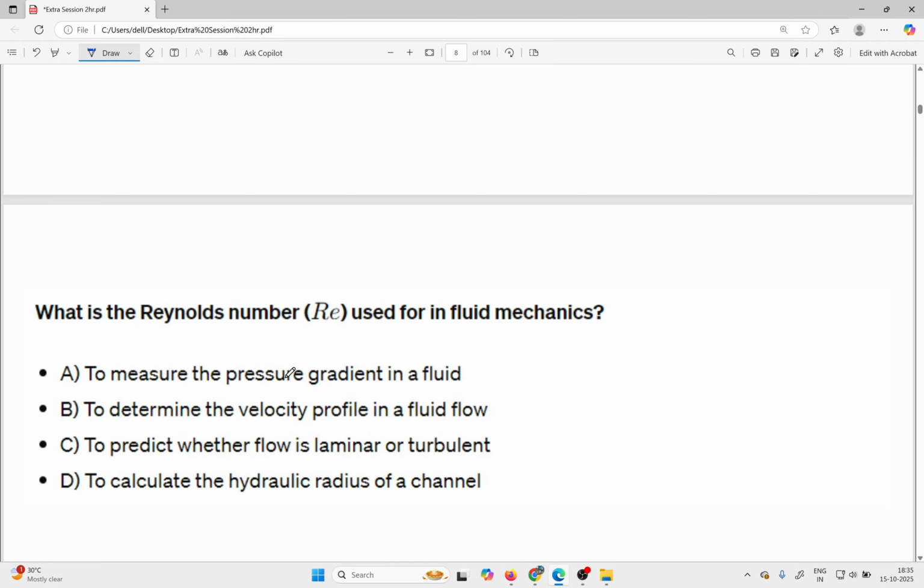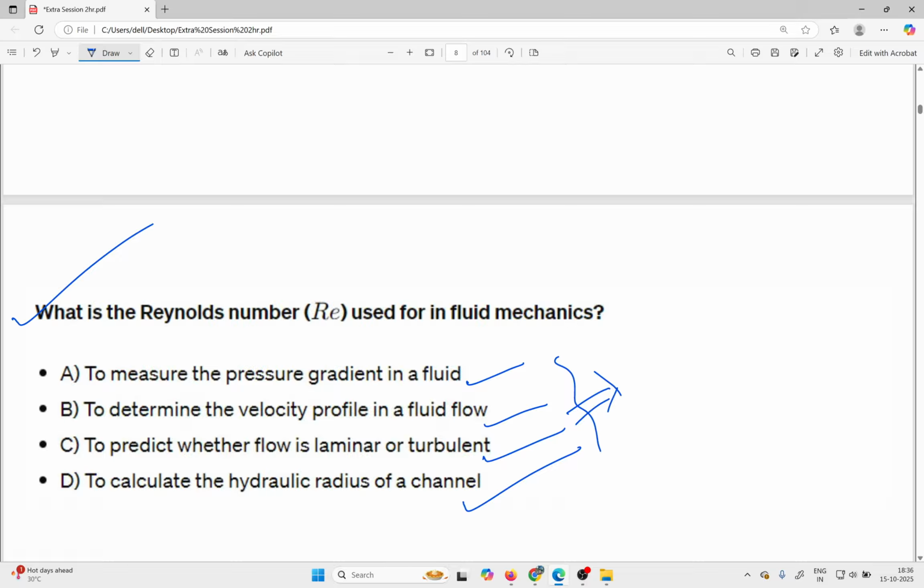Remember. Next, moving on to the next question. What is the Reynolds number used for in fluid mechanics? To measure the pressure gradient in the fluid, to determine the velocity profile in the fluid, to predict whether flow is laminar or turbulent, or to calculate the hydraulic radius of an open channel. Very important question. So, what will be the correct answer?